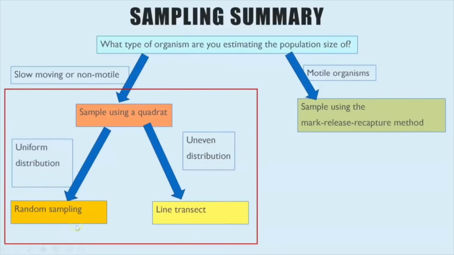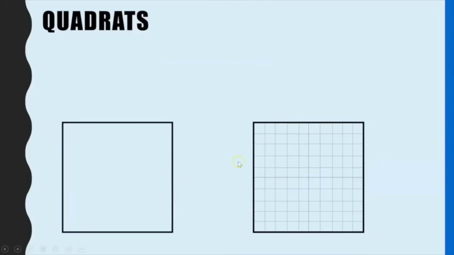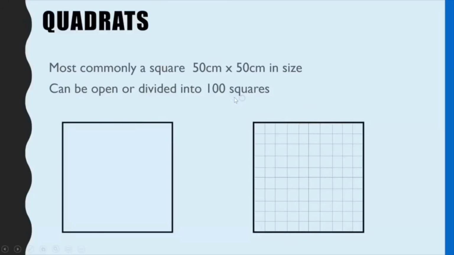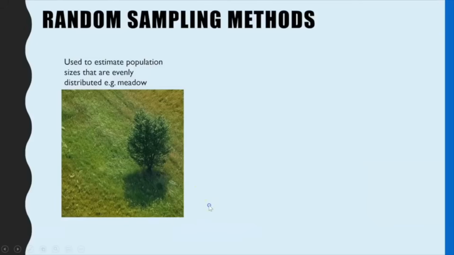Now in this video, I'm only going through quadrats and random and line transects. I'm not doing mark, release, recapture. That'll be in a later video. So recap on quadrats. You're probably very familiar. They're normally 50 centimetres by 50 centimetres, and they can either be open on the inside or gridded to make 100 squares.